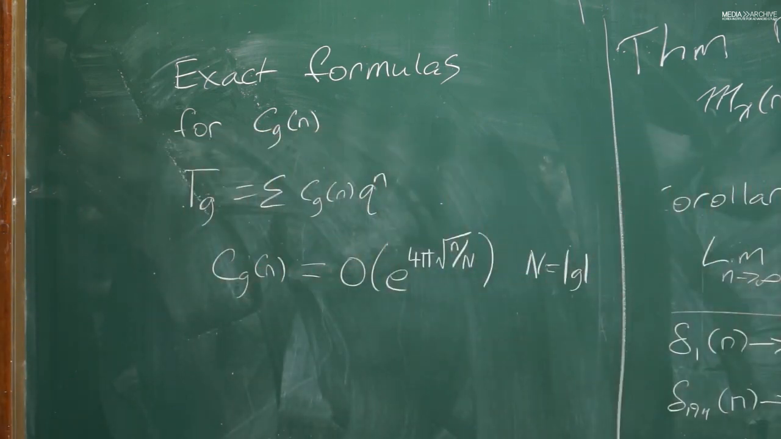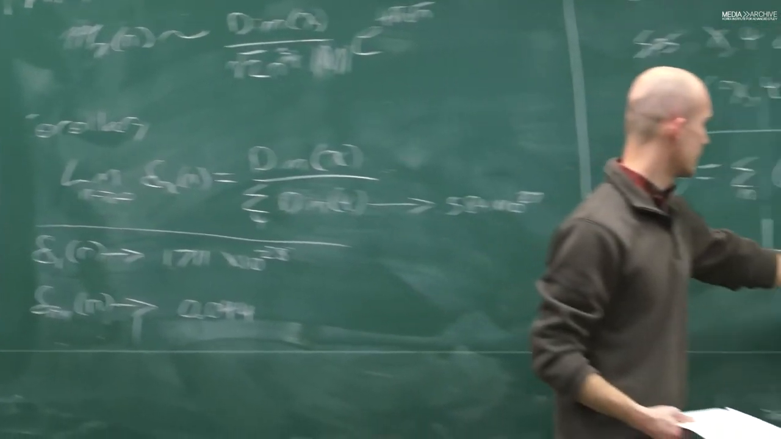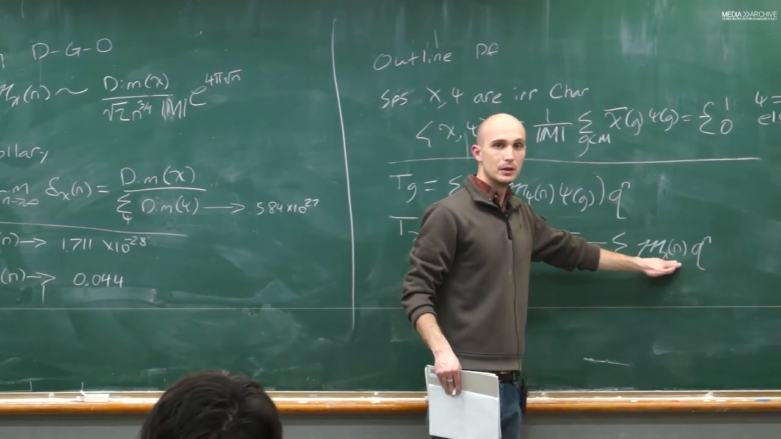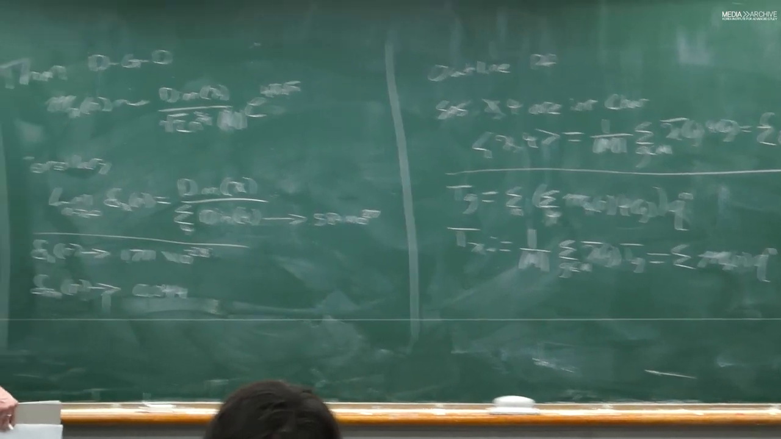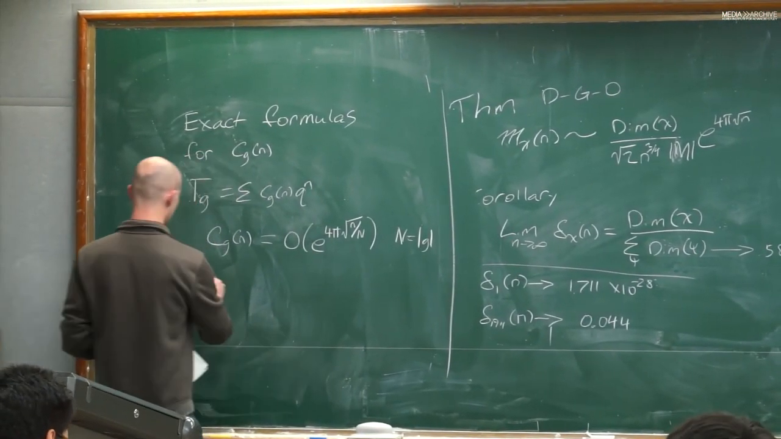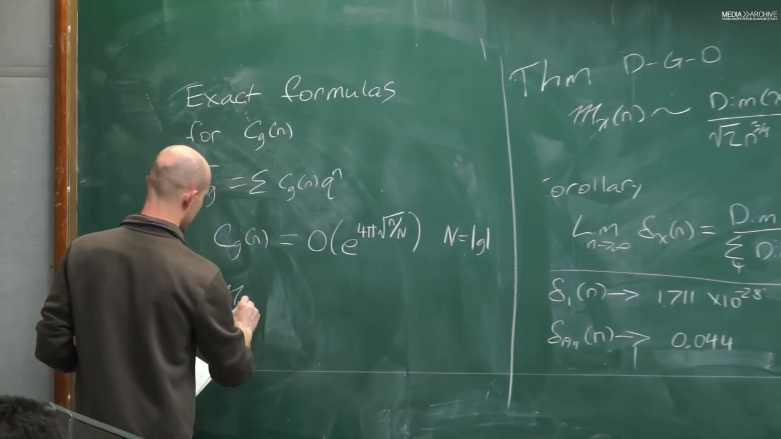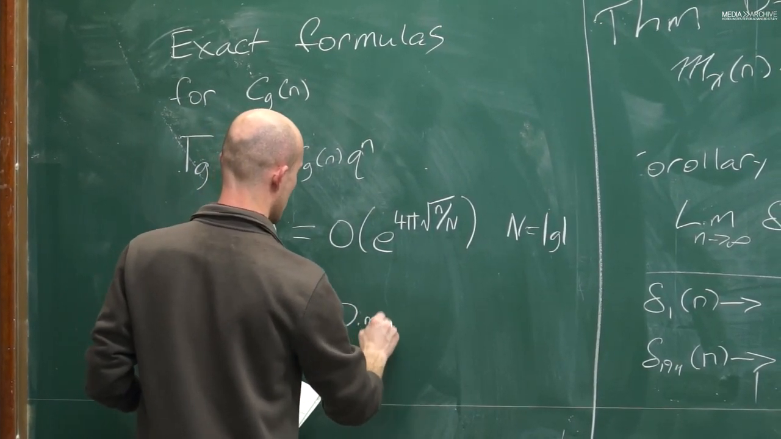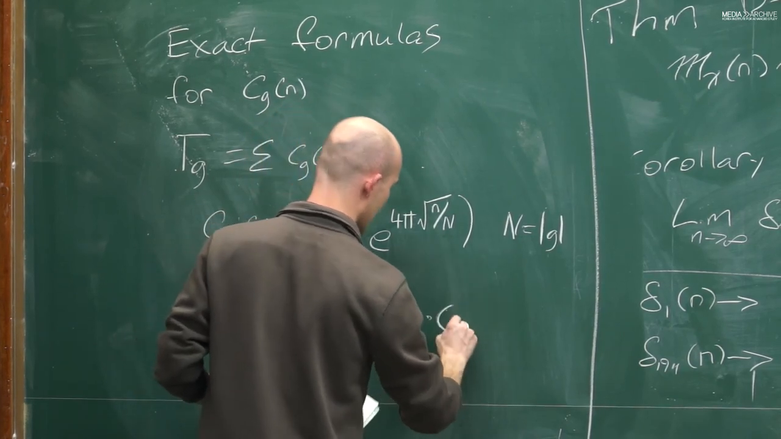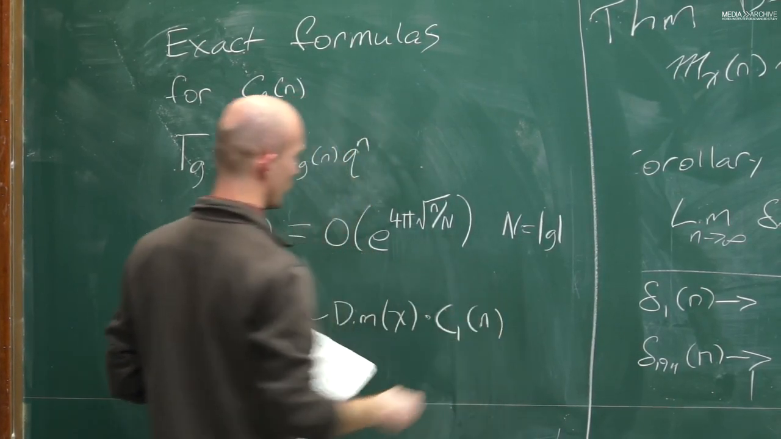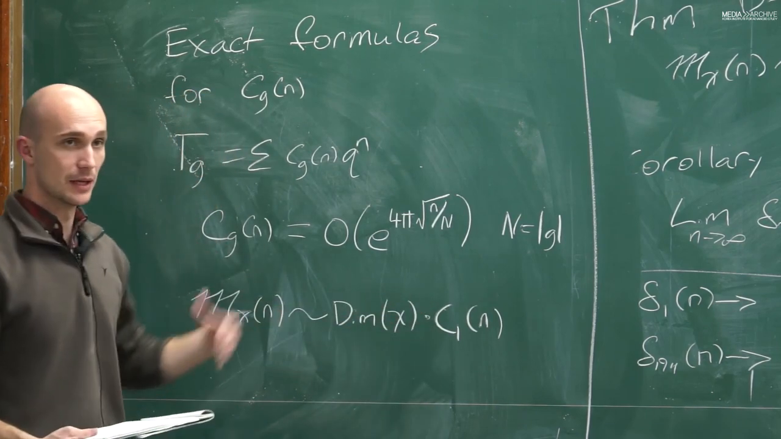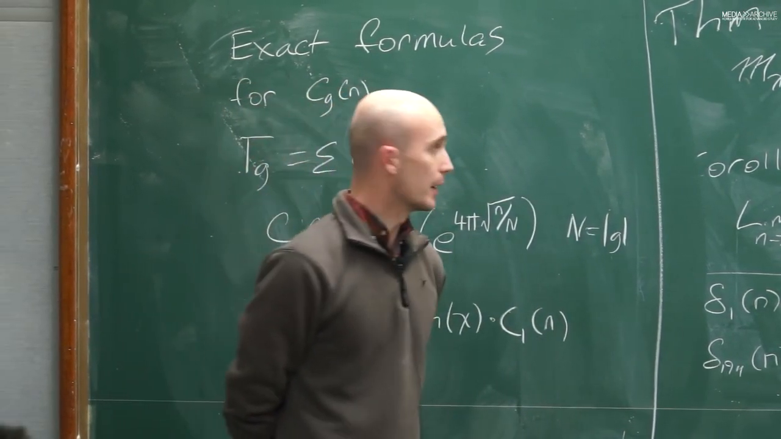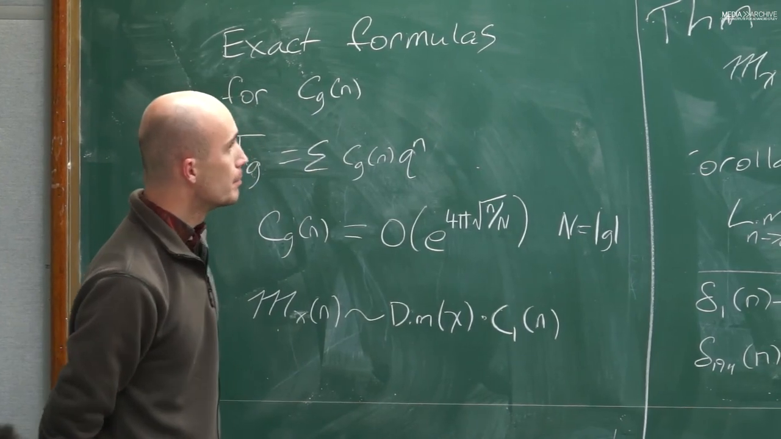So when we look at these formulas here, we see that this multiplicity value will be dominated by the coefficient of the J function. We'll get that the multiplicity M_chi(n) will be asymptotic to the dimension of the character times the coefficient of the J function. And that is what gives us the asymptotics that we needed for the theorem as I stated it. So that's the basic outline for this proof.